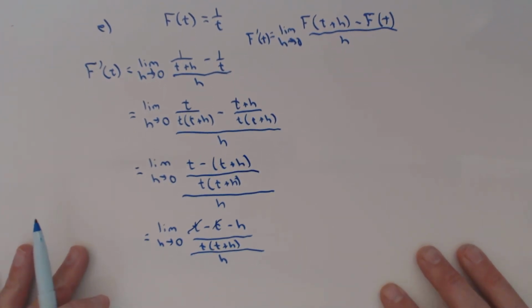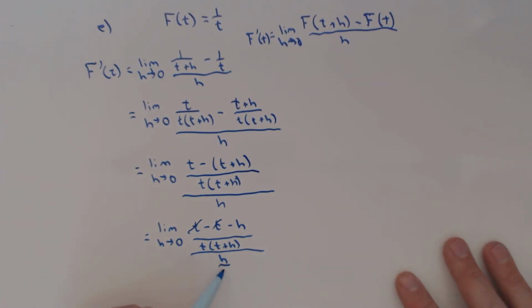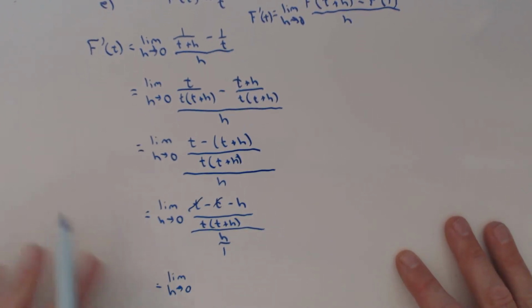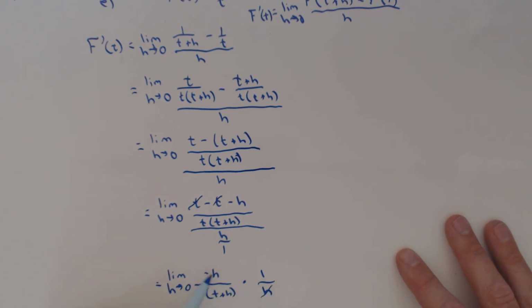Okay? Now remember, this is like being h over 1. So dividing by a fraction, we multiply by the reciprocal. So we got limit as h goes to 0 of minus h over t times t plus h times the reciprocal, because we're dividing by a fraction, 1 over h. Now, this is important because there's where our h's cancel and we get a minus 1.